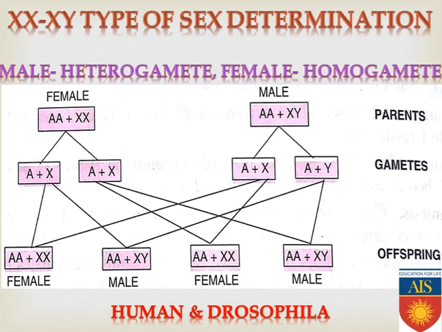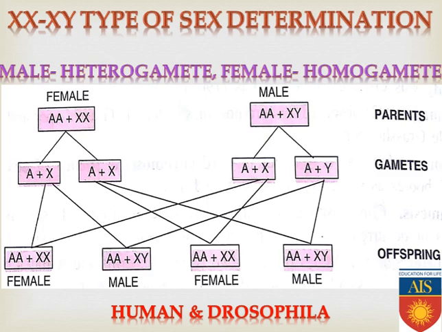Now when these gametes fertilize with each other, you can see that in the progeny 50% are produced female and 50% are produced male. So females have the AA plus XX chromosomal configuration and males have the AA plus XY chromosomal configuration. So this is the sex determination procedure in human and Drosophila, because they show XX and XY chromosomal configuration in female and male respectively.